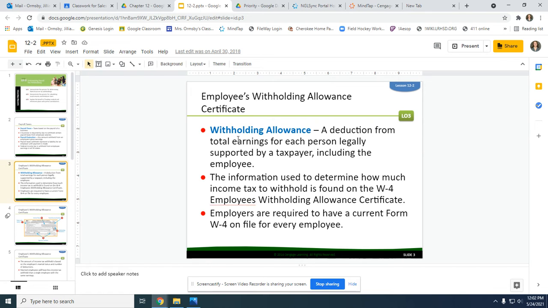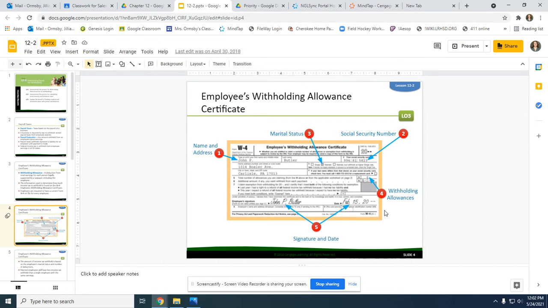The information used to determine how much income tax to withhold is found on what's called a W-4. If you have a W-4, or if you have a job, you've filled out a W-4. This is also known as an employee's withholding allowance certificate. And by law, employers are required to have a current W-4 on file for every employee. This is a look at what the W-4 looks like. On it is going to have the name and address of the employee, their social security number, their marital status, and their withholding allowances. The withholding allowances are going to be determined by how many people that you are responsible for. And at the bottom, you're going to have the signature and the date.